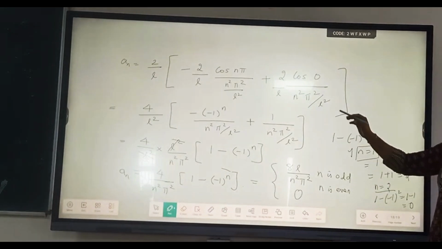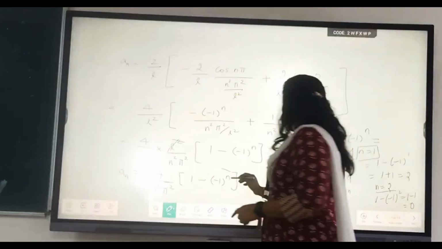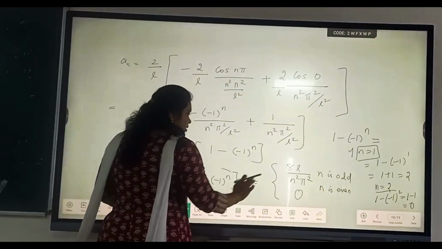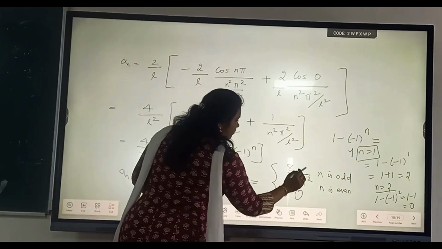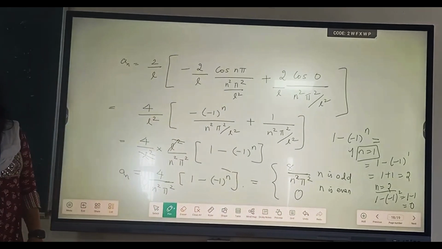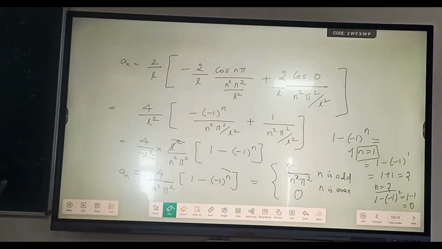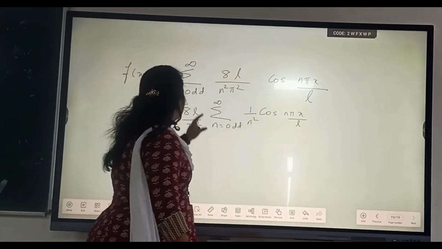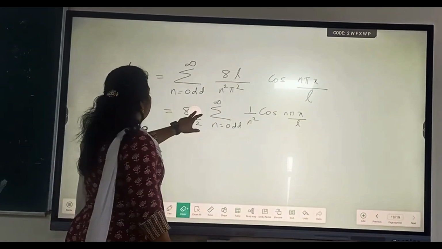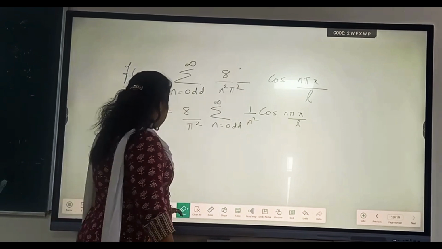So it will come outside as L square. So this will be 8 by n square pi square. Similarly, when it comes to the term here, we should write it as 8 by n square pi square.